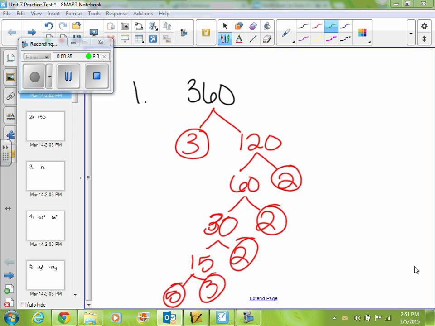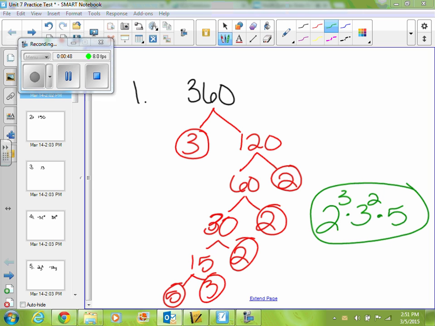Okay. How many 2's do I have? 3. How many 3's do I have? 2. How many 5's do I have? So your prime factorization is 2 cubed times 3 squared times 5. Alright, any questions on number 1? Okay.